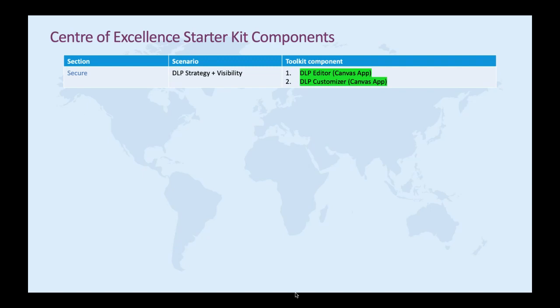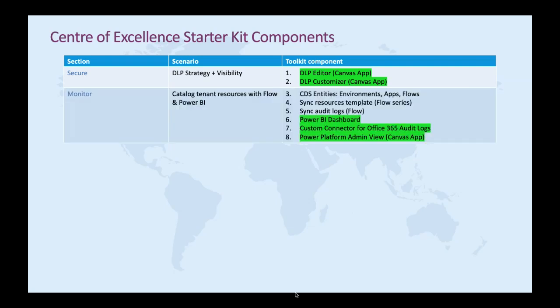So in this section, we're going to talk about some things around a section of the starter kit and some scenarios and a component. In this section, we're talking about security. How do we secure the data? How do we secure our SQL data or our data that we have IP around? How do we secure that? Or PII, those different types of things. So you have to have a DLP strategy, and also part of this is for visibility. There's a DLP Editor, which is a Canvas app, and a DLP Customizer, which is also a Canvas app that is included in the starter kit.